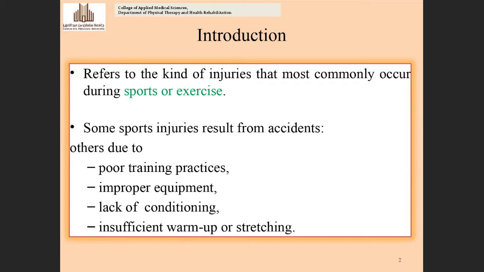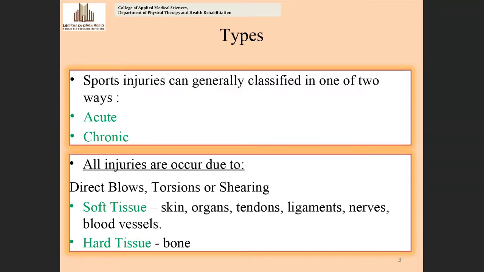And the third is a lack of conditioning, right? If they are not fit enough for the particular game, it may lead to sports injuries. For example, if a player is trained in football, he may not be able to play other games like basketball or handball. So this is lack of conditioning.